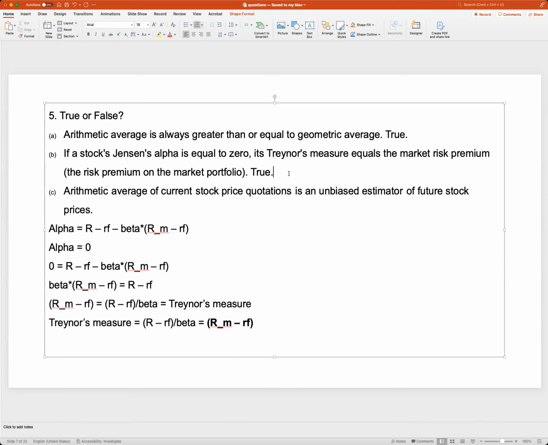So the future prices will be higher than today's price on average, and today's price is not a good estimator of the future stock price. So this statement is false.